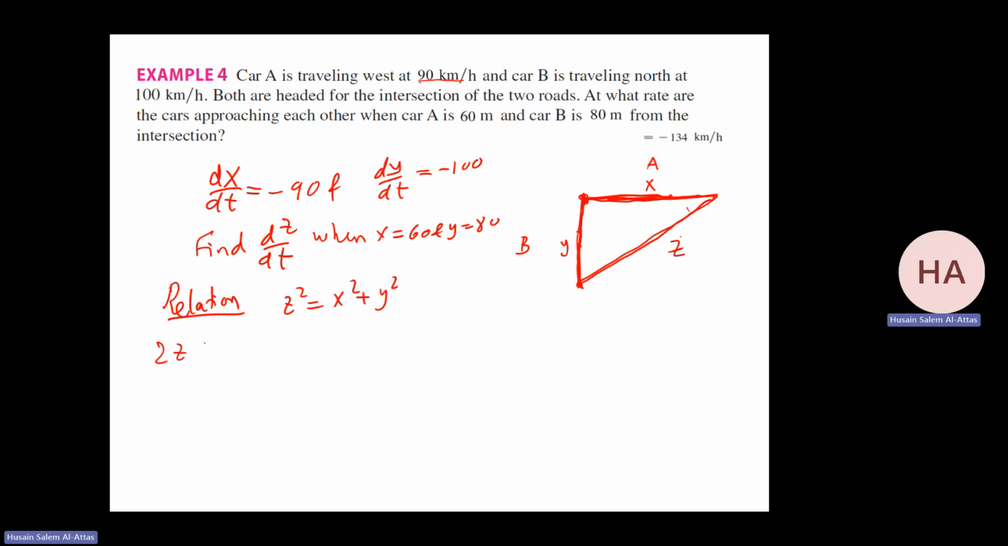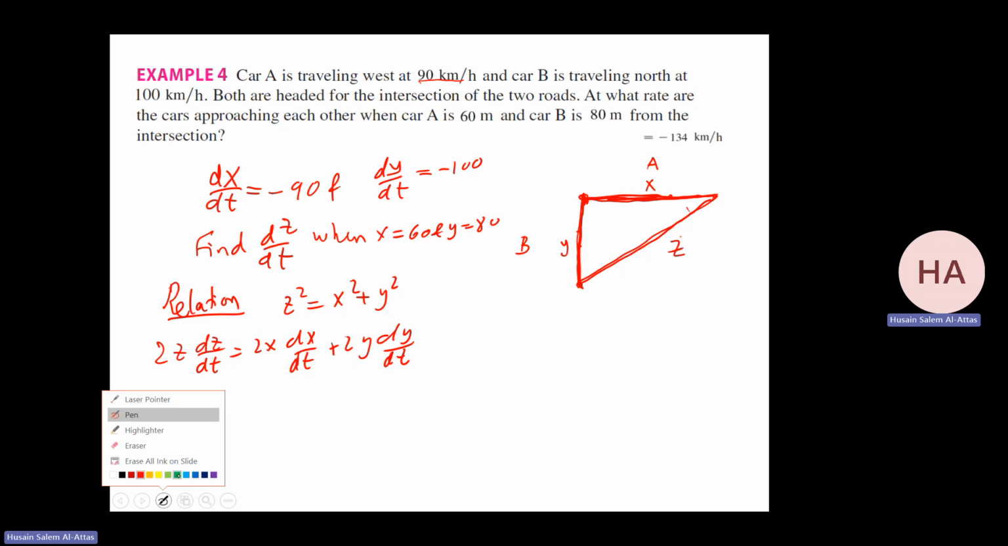Differentiate, I have 2z dz by dt equal 2x dx by dt plus 2y dy by dt. Yeah, I can get rid of these twos, no need for the two. But let me check what is given. X is given. This is given. This is given. This is given. And this is what I'm looking for.